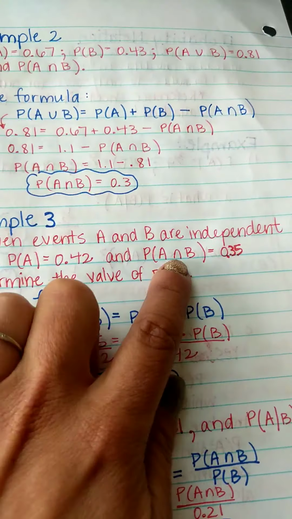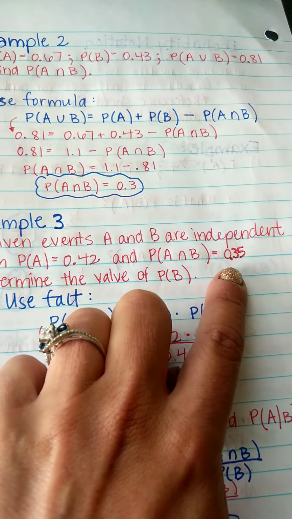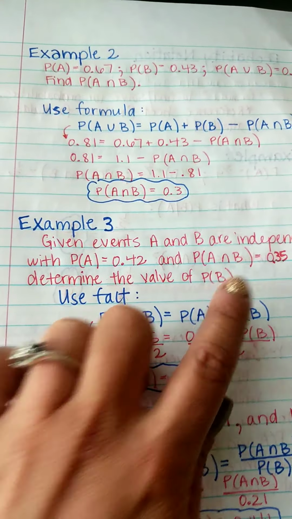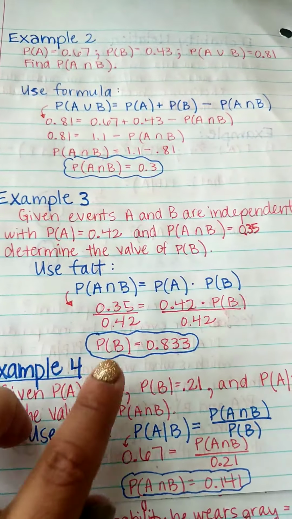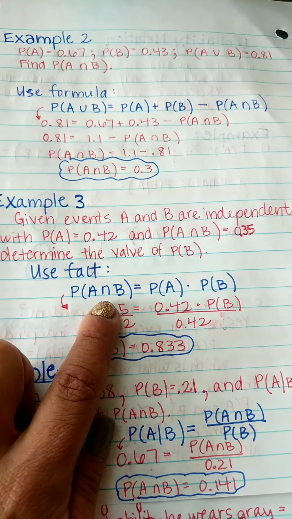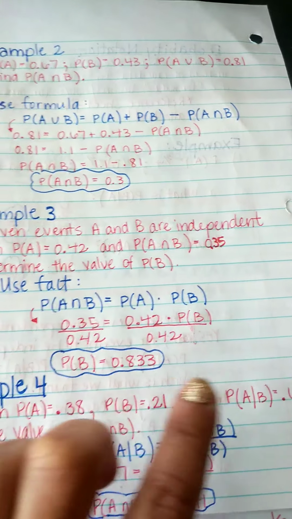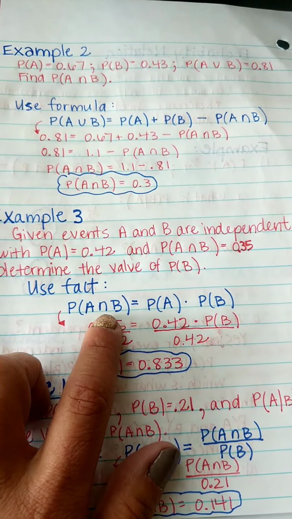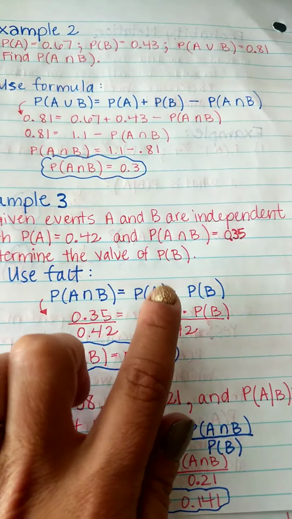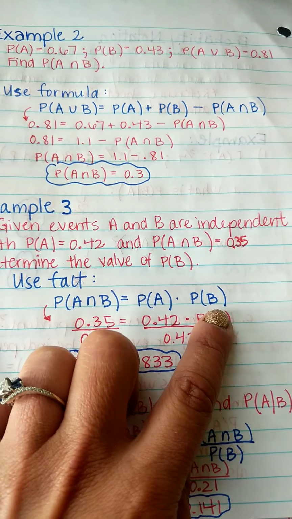The next example says, given events A and B are independent with probability of A is 0.42 and probability of A, remember that's and B, is 0.35, determine the value of probability of B. Okay, so I have A and B because it's independent. Okay, so if I look at my sheet under independent, it tells me that when it's independent, we can use this fact that probability of A and B is equal to the probability of A times the probability of B.